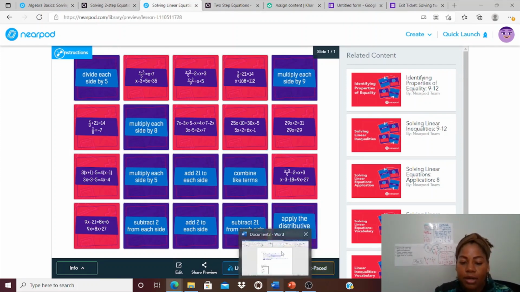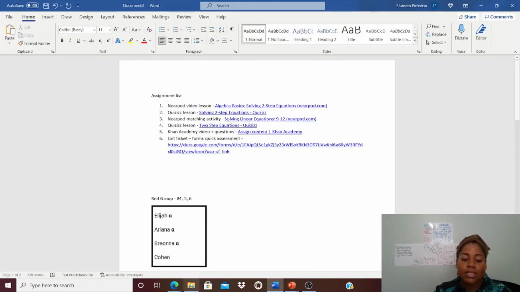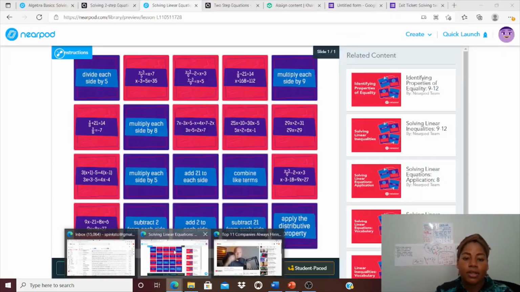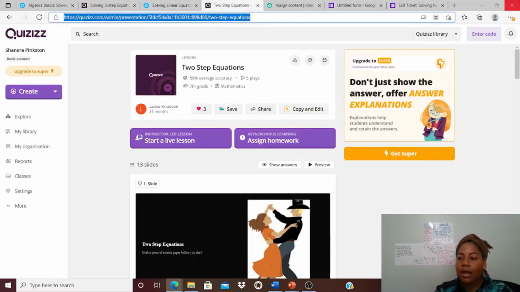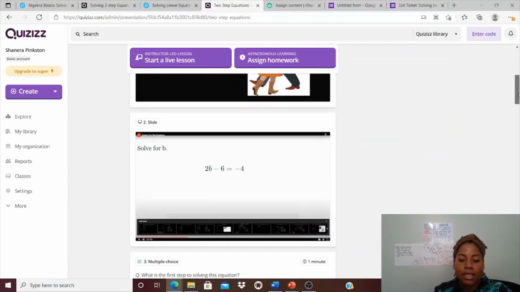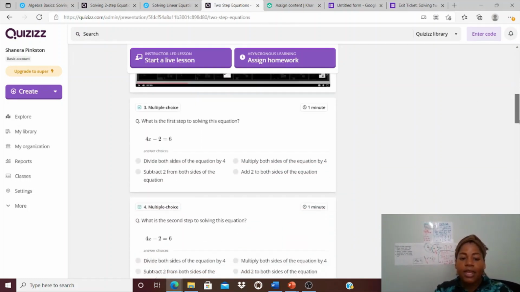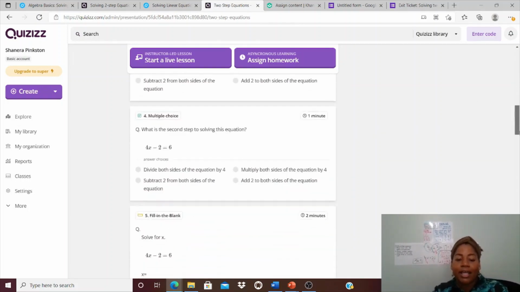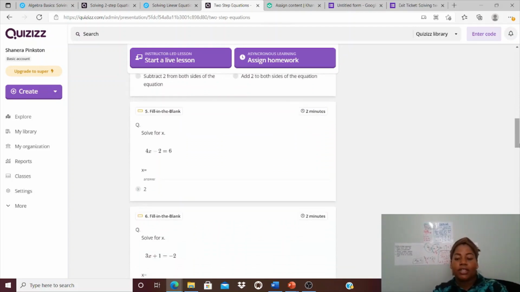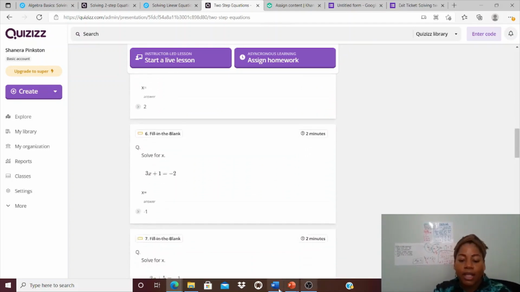Assignment number 4 is a quizzes lesson. This is another quizzes lesson, and in this quizzes lesson, it takes them through a video. They get to watch a video. It goes through and reminds them how to solve two-step equations, and they also throw in some negatives in there. And then it takes them through identifying, and then they eventually get to actually solving.